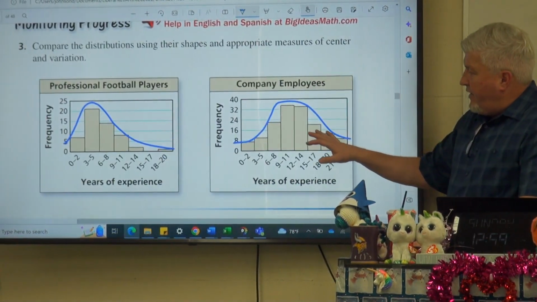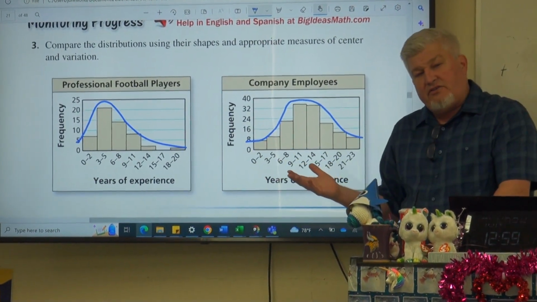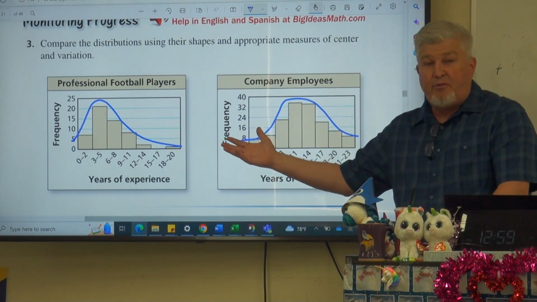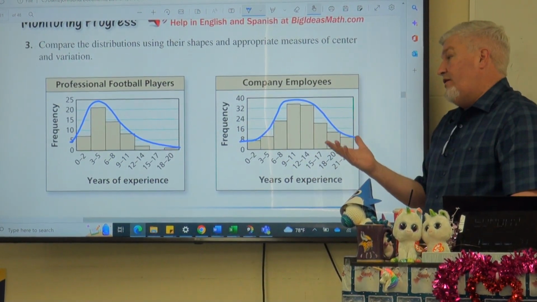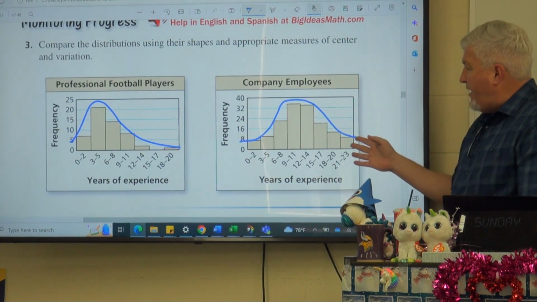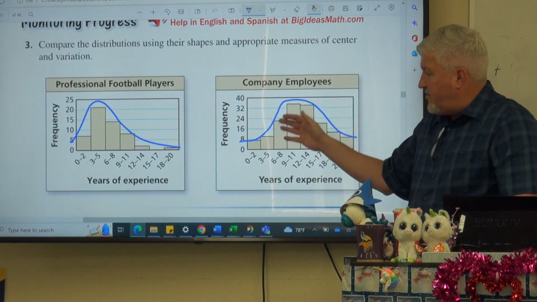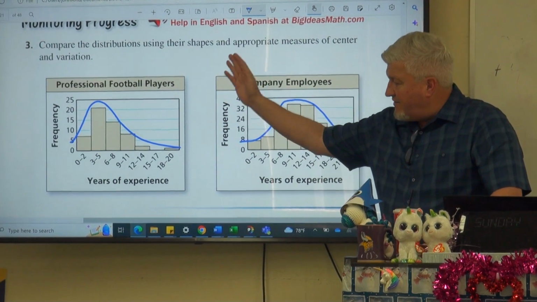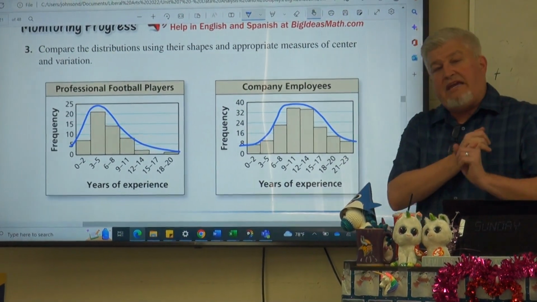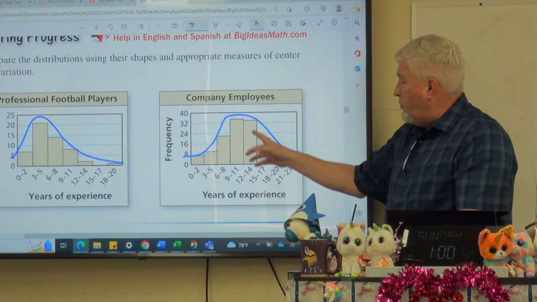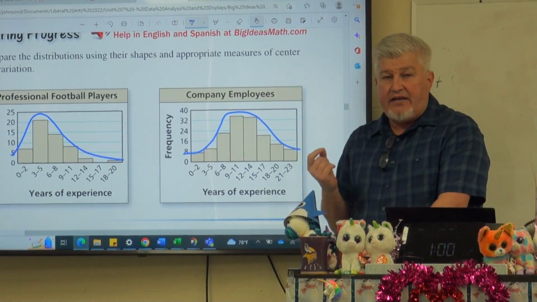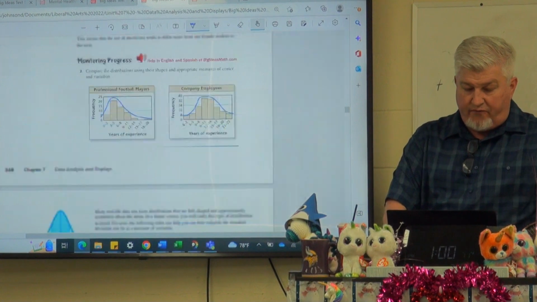Okay? And that should make sense. Common sense would tell you football players are not in the profession very long. They're young, they get injured, they have to go. Employees at a regular company are generally spread out like this. So if you want to know the best way to assess that data, for the skewed data you use the median and the 5-number summary. For the symmetrical, you would use the mean and the standard deviation. And that's what we're looking for as answers for this.